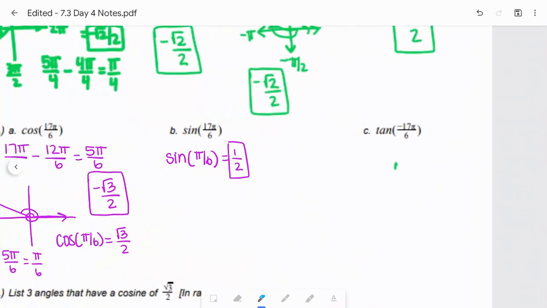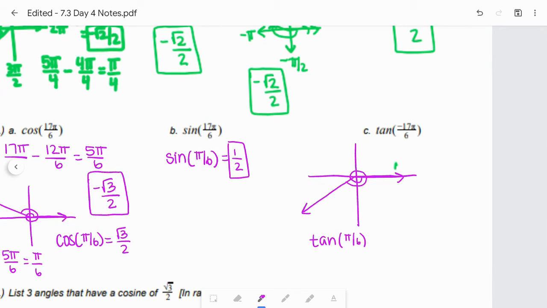In part C, we have tangent of negative 17 pi over 6. So let's go ahead and sketch this one out. So I know I'm going around 1 full time and then negative 5 pi over 6 more. So my angle is going to be right there. So again, the reference angle is going to be, we're going to have tangent of pi over 6.